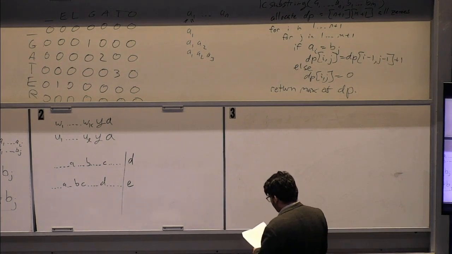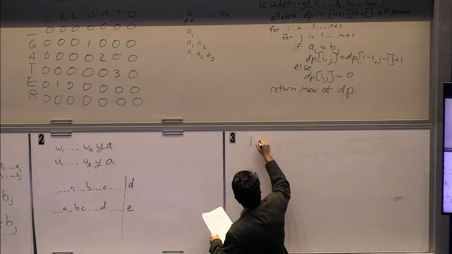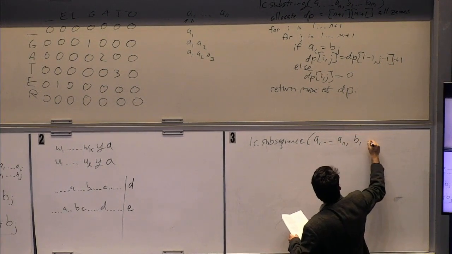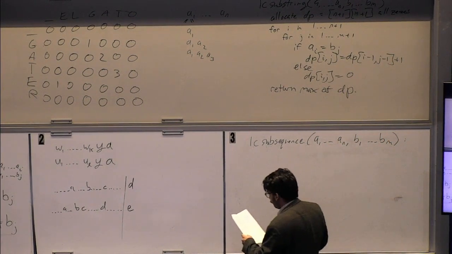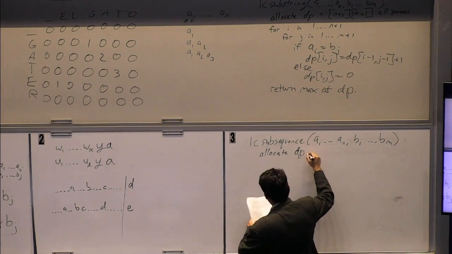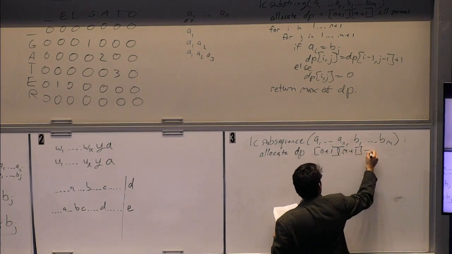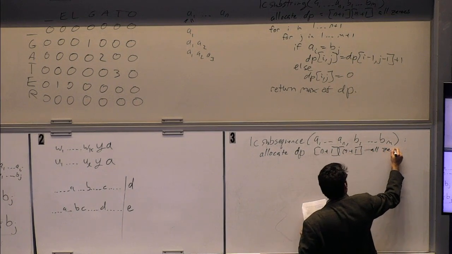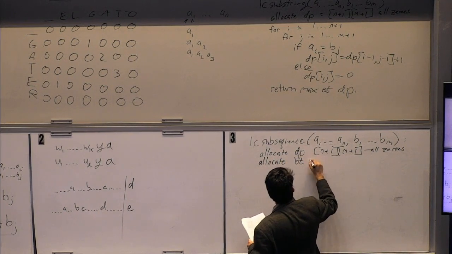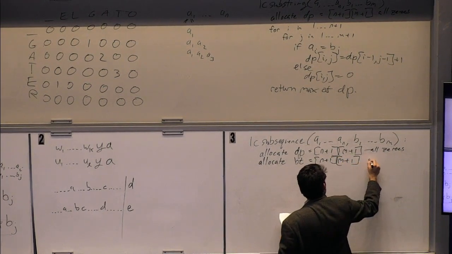So if I were to implement this, longest common subsequence of A1, AN, B1, BM, and I'll say allocate DP as N plus one by M plus one, all zeros. We'll suppose it's even zero indexed. And then we'll also allocate a back pointer array, DP, BT, of N plus one by M plus one, all zeros.